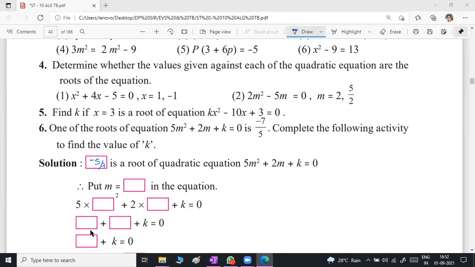So here minus 7 by 5 is the root of the quadratic equation. So put m is equal to minus 7 by 5 and just complete the remaining. So it is minus 7 by 5. I will do it in the next lecture.